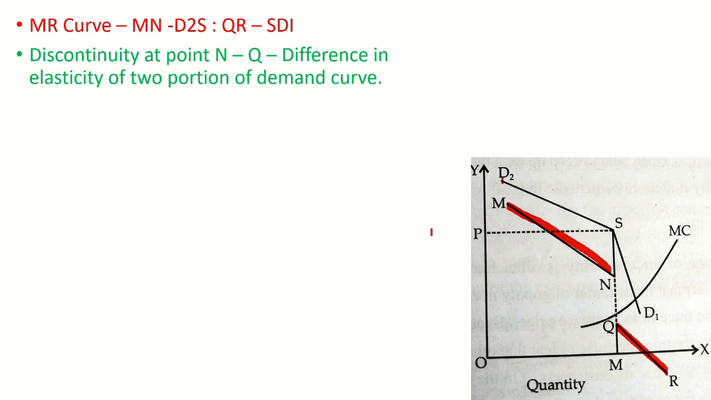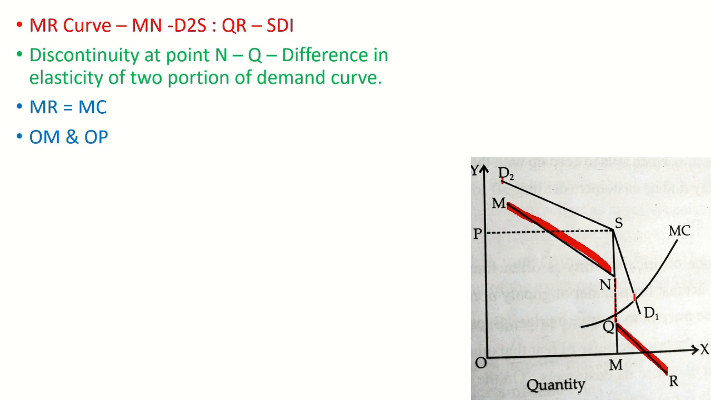Okay. And next, we can see a discontinuity, that is the dotted line between N and Q. Actually, this is due to the difference in the elasticity of the two portions of the demand curve. We already saw the upper part and the lower part have entirely different elasticities. So due to this difference in elasticity, the dotted line appears between N and Q. Here also, the equilibrium condition is MR equal to MC, and OM and OP are the equilibrium quantity and equilibrium price.